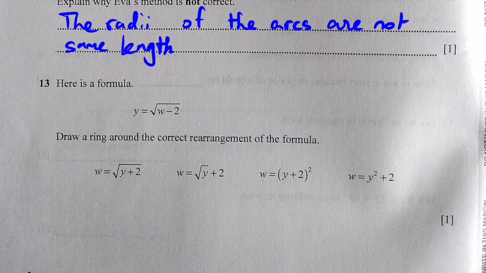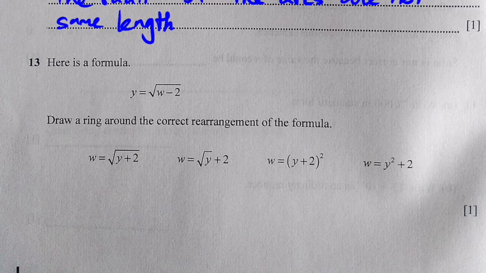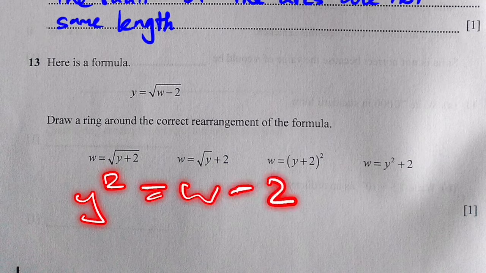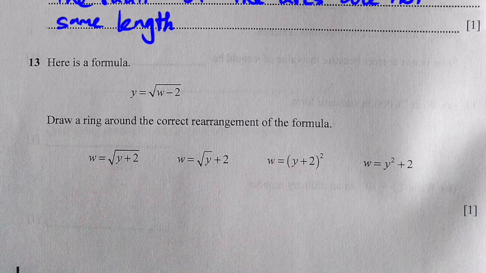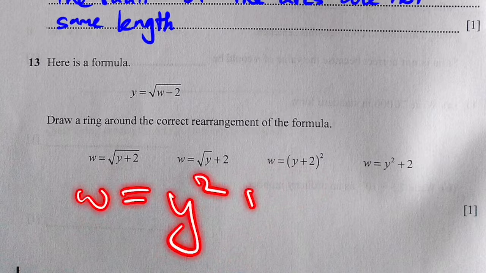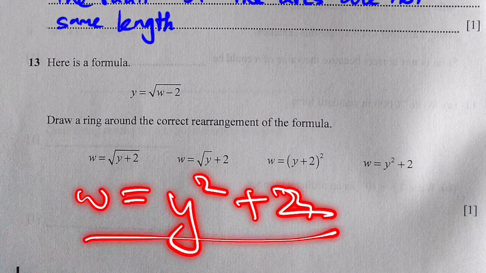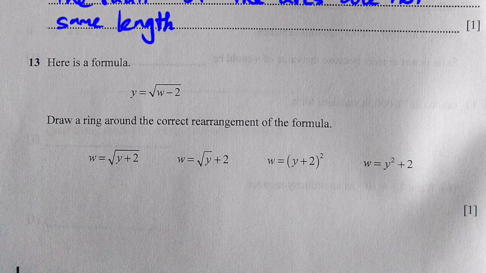Here's a formula. y equals square root of w minus 2. Draw a ring around the correct rearrangement of the formula. First, we have to take this full square root and bring it to the other side. And if we inverse it, that'll be a square. So y squared is equal to w minus 2. Bring the minus 2 to the other side, it'll become a plus 2. So w is equal to y squared plus 2. This is the correct one, and that's why it is the fourth option.